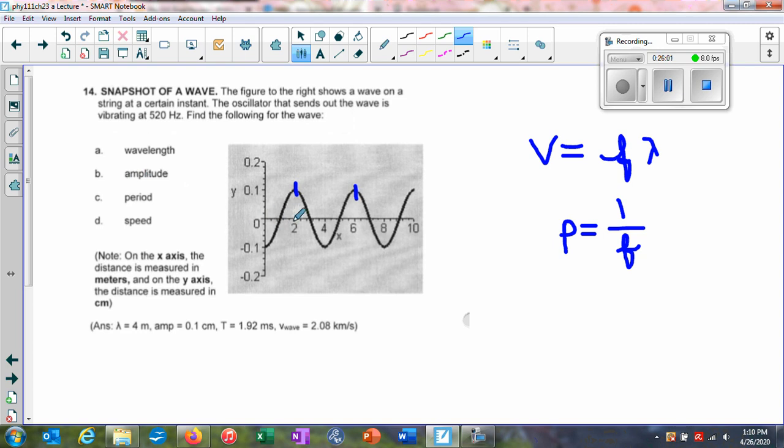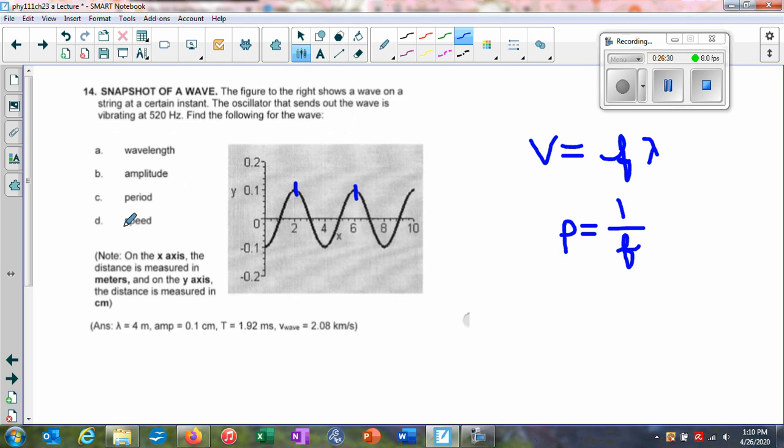Amplitude. I am looking at the maximum distance this wave goes away from this midline here. So I can either measure down or I can measure up. Either way, I will get 0.1 centimeters. Remember, this is measured in centimeters. Period. I need to know that the period is the inverse of the frequency, 1 over the frequency. So it's 1 over 520. I can use my calculator to solve for that. I'll get this. T, uppercase T, is standing for period.